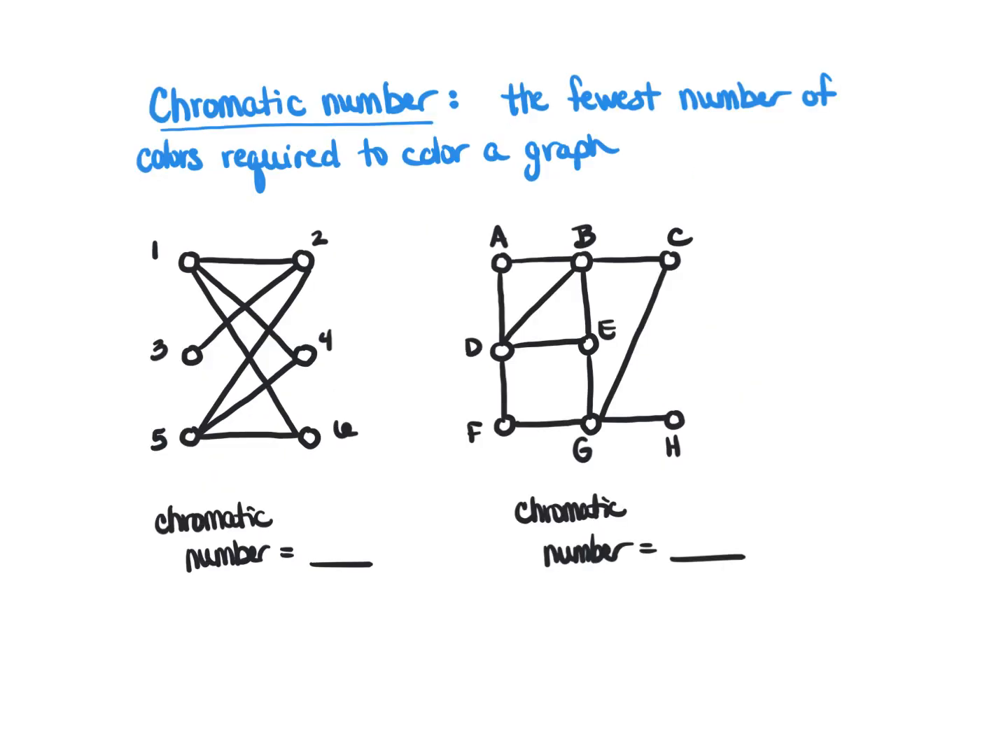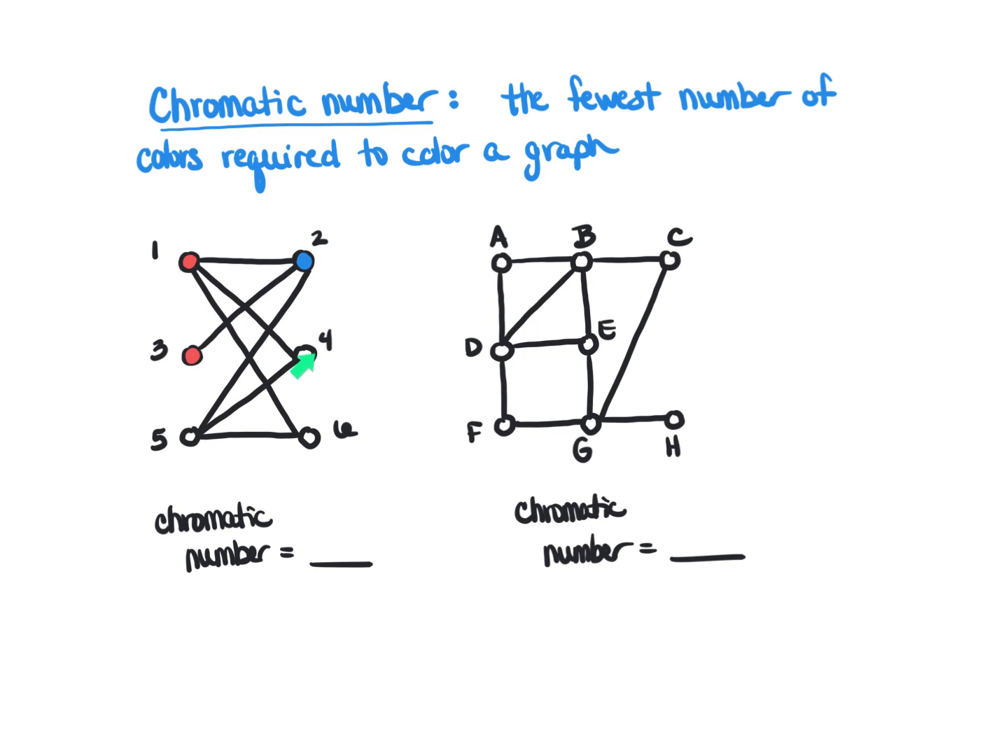So the fewest number of colors required to color a graph is known as the chromatic number. So let's find the chromatic number of these graphs. So for the first one, I'm going to color vertex number 1 red. Then I'm going to go over to vertex number 2, and I can't color it red because again, 1 and 2 are adjacent. So I'm going to color this vertex blue. When I go to vertex 3, notice I can't color it blue because I'm adjacent to blue, but I can color it red. And again, the goal would be to not introduce another color unless I have to.